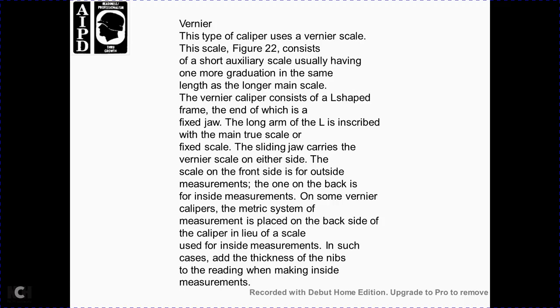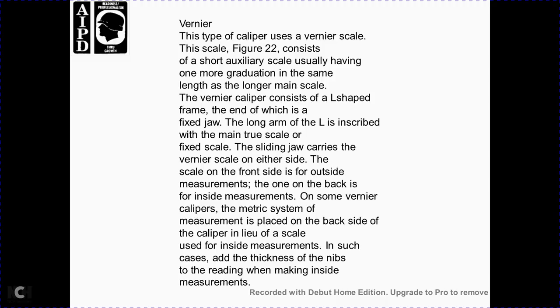Vernier caliper. The type of caliper used with the vernier scale, in figure 22, consists of a short auxiliary scale, which usually has one graduation the same as the length of the long main scale. The vernier caliper consists of an L-shaped frame with the fixed jaw at the end, and the long arm of the L is inscribed with the main fixed scale, with a sliding jaw, a vernier scale on either side of the scale, the front side for the outside measurement and the back for the inside measurement.